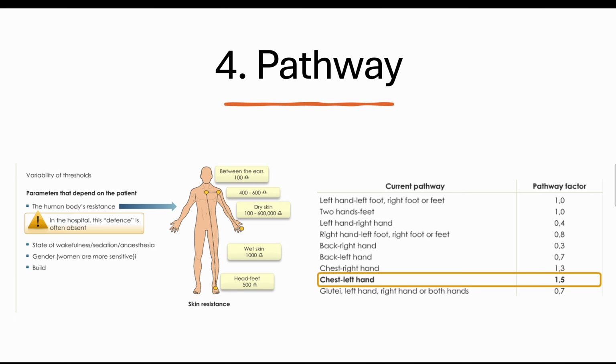The pathway factor in terms of electricity refers to the route or the course that electric current takes through the body when a person is exposed to an electrical shock. And the pathway can significantly impact the physiological effect and the potential harm caused by electrical shock. So the pathway factor, as you can see from the right, with chest to left hand being the highest pathway factor, as studies have shown.